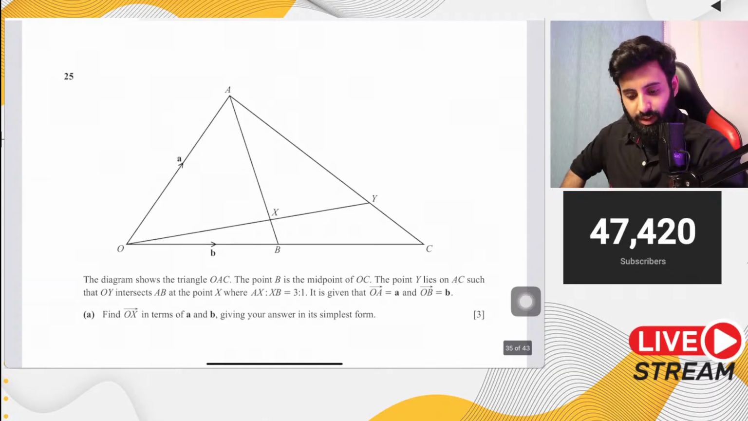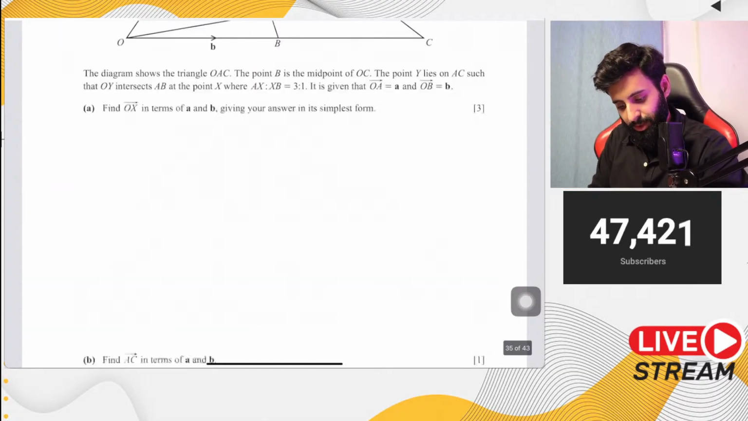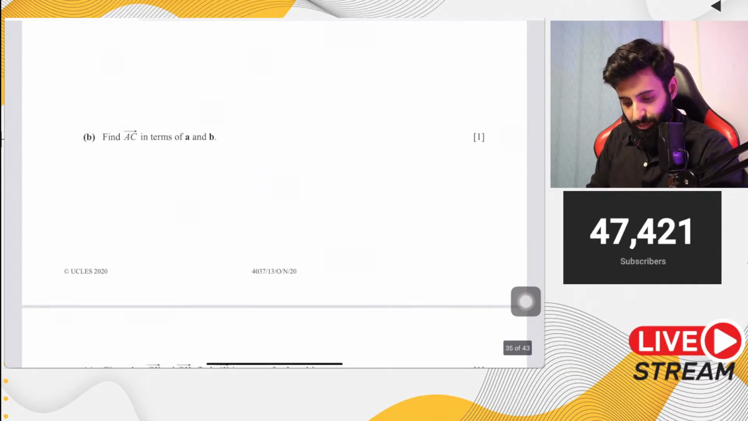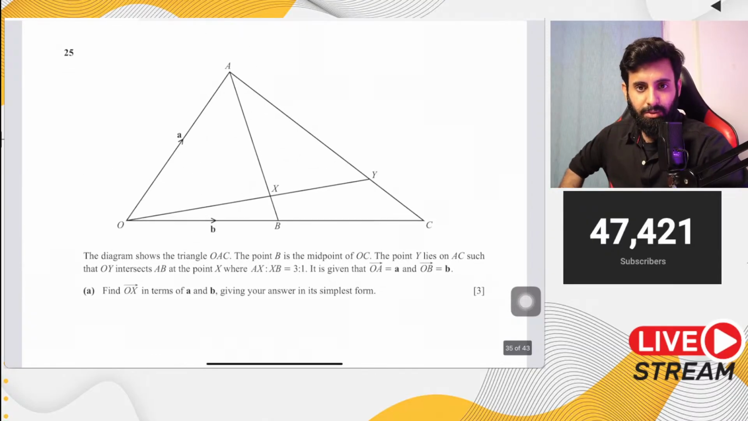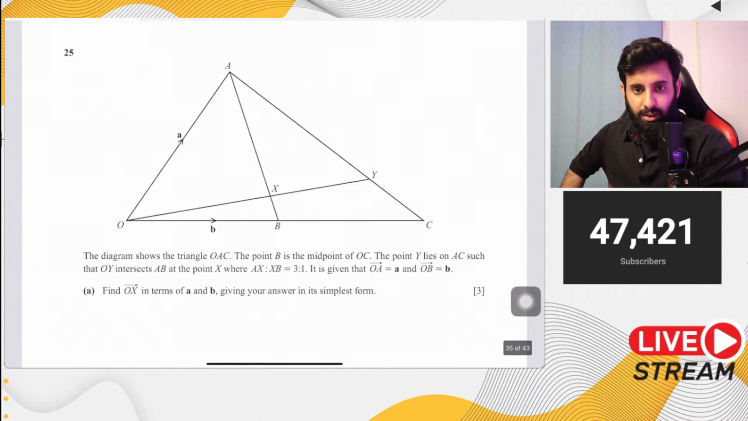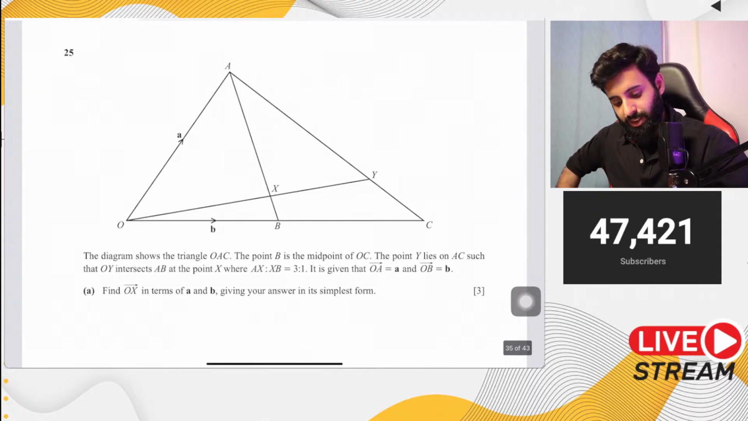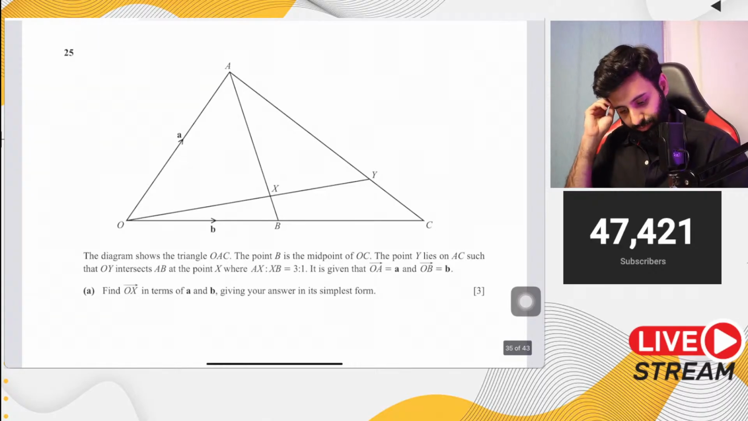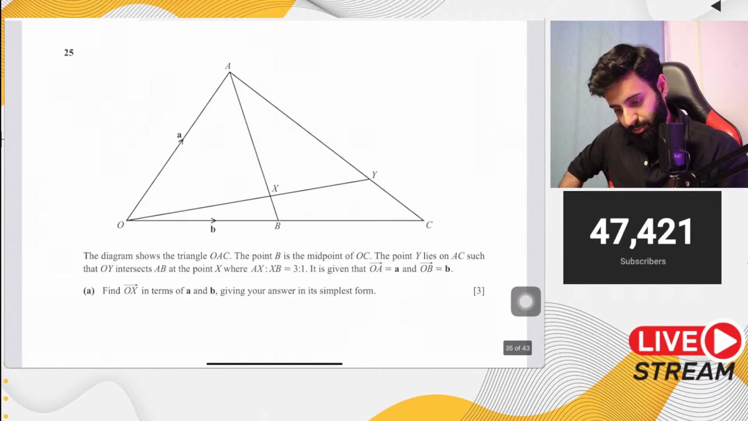Okay, now here's a question. This is from October-November 2020, paper 1, variant 3. Let's see what it says. It says here the diagram shows triangle OAC. The point B is the midpoint of OC, so that's very important. We'll come back to it.